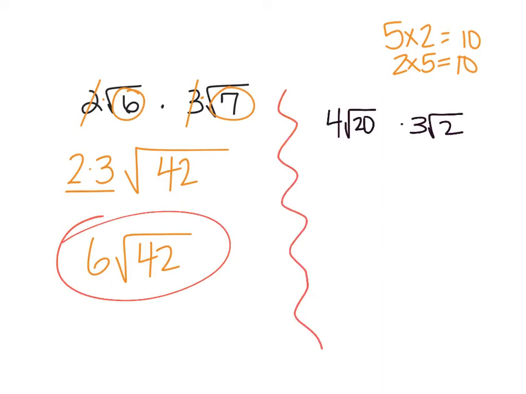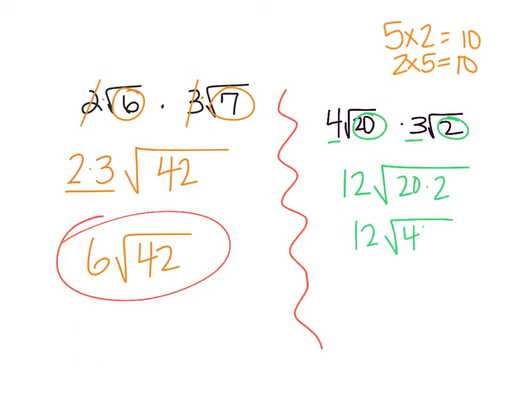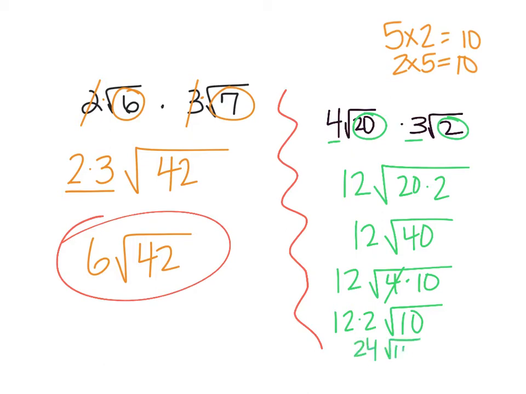So we have 4 square root of 20 times 3 square root of 2. Remember, you can multiply those. 4 times 3 is 12. And then I can multiply inside my square roots and rewrite that as 20 times 2, which is the same as 12 times the square root of 40. Okay, now square root of 40 I can break up. I know a perfect square that goes in there would be 4 times 10. Okay, so now the square root of 4 is actually 2, so I'm going to bring that out here. 12 times 2 times the square root of 10. And then finally, 12 times 2 is 24. And then I still have the square root of 10. I don't think there are any perfect squares that can go into that, so that would be my final answer, 24 times the square root of 10.